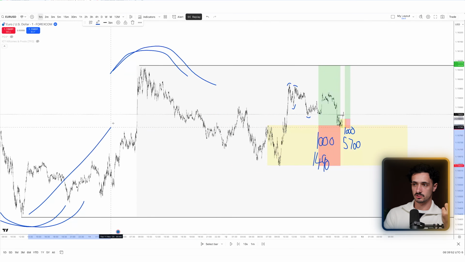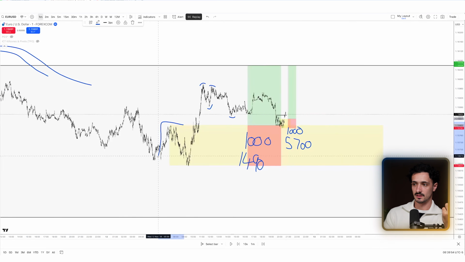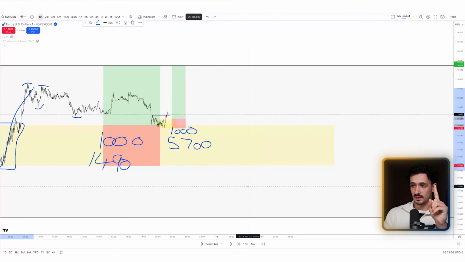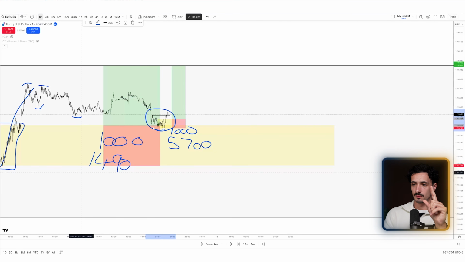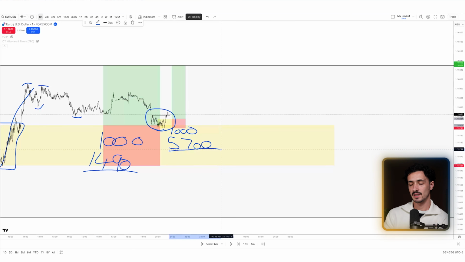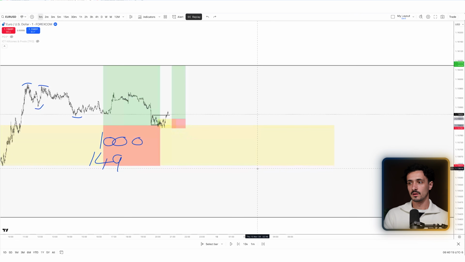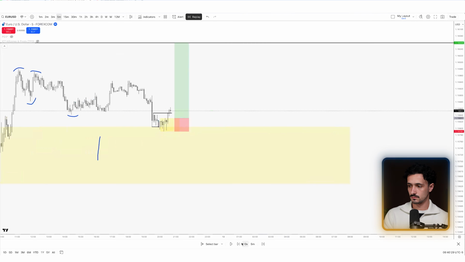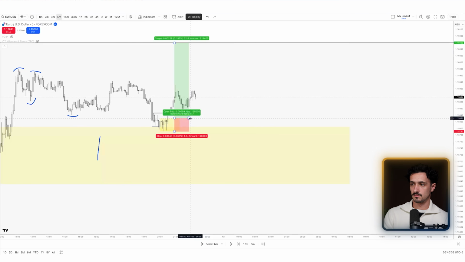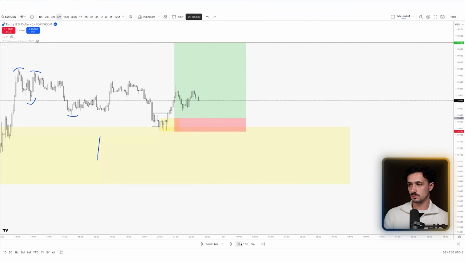So same concept, right? Same market structure, same understanding of supply and demand. But instead, we're just adding one more thing, which is a lower time frame confirmation. And we are going from making $1,490 to making $5,700 on the exact same trade idea just by having lower time frame confirmation. And having something like that is what makes all the difference in your trading. And then you just wait. If it tags you, great. If it doesn't, cool, fine.